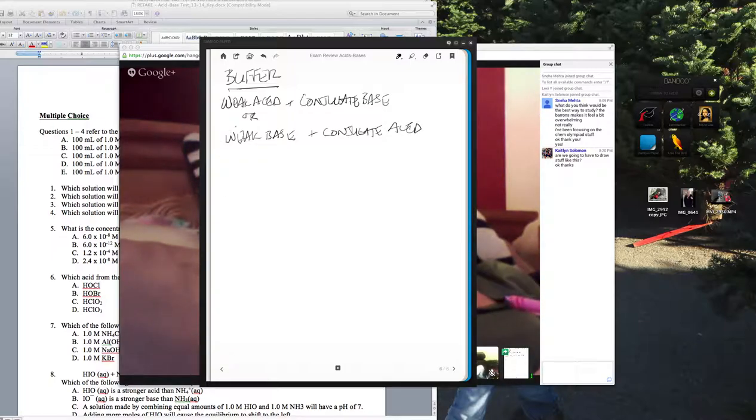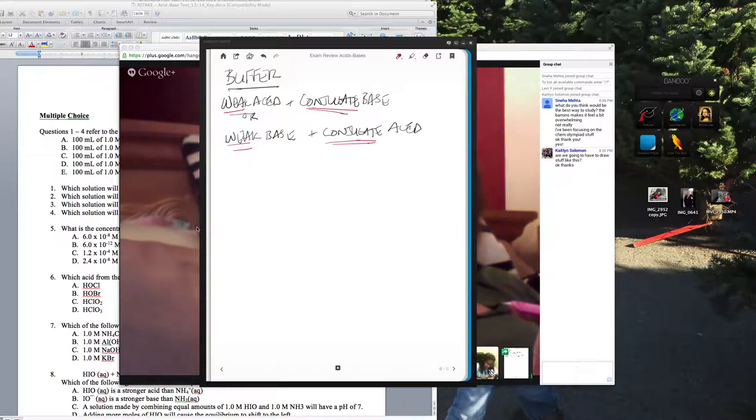And the thing is, you have to remember, I'm going to start using other colors now. I haven't been, but it has to be weak and it has to have its conjugate. They have to be in there. Okay. That is supremely important. And that's the big fake out.